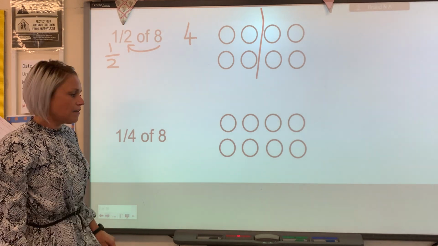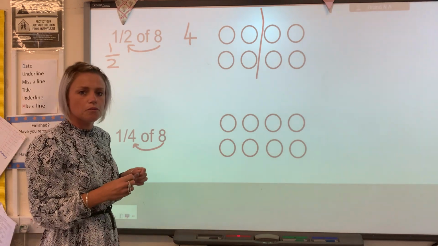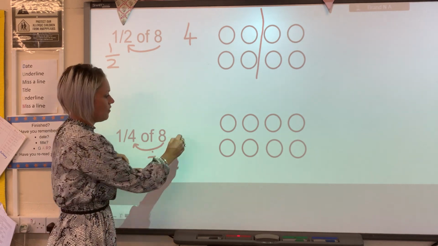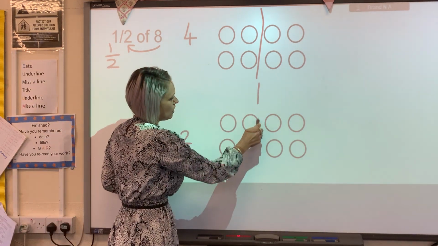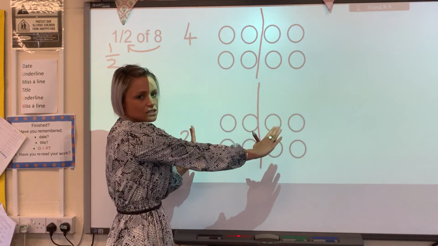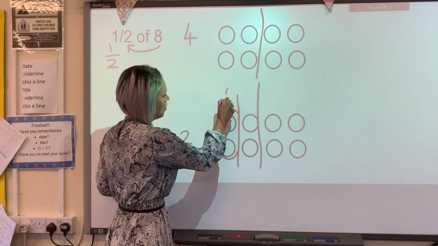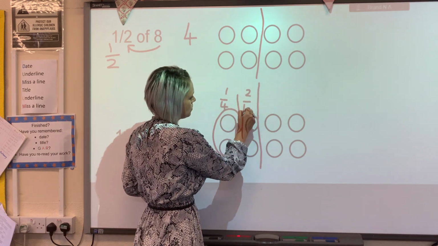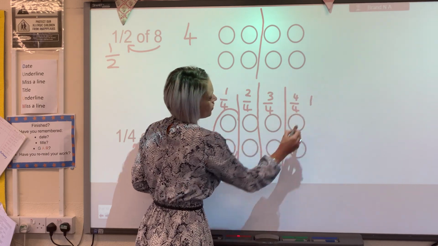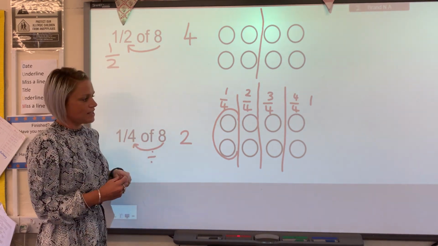The next question asks us to find a quarter of 8. So we're going to divide it by the bottom number. So how many 4s are there in 8? There are 2. So I can split it in half. Now a quarter is half of a half. So my line down there splits it into half, and then if I half what's left, I've got 2. So that's 1 quarter. 2 quarters. I can then split it into 3 quarters, and then 4 quarters, or 1 whole. So each quarter has got 2 in it. So a quarter of 8 is 2.